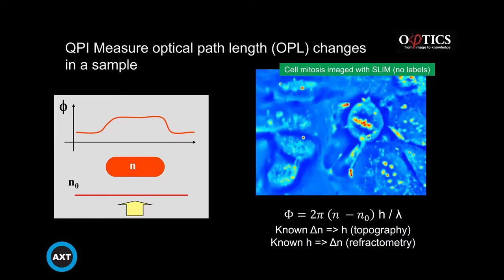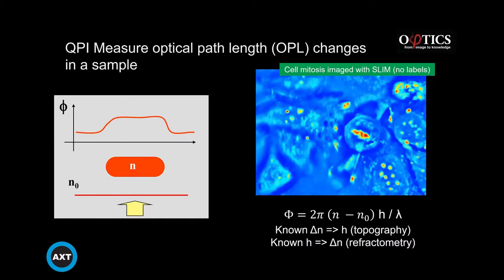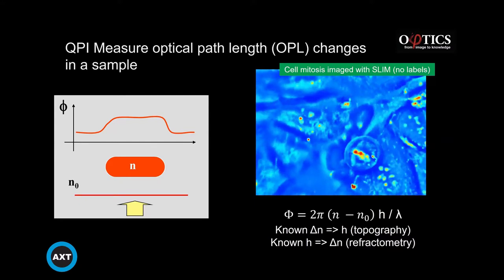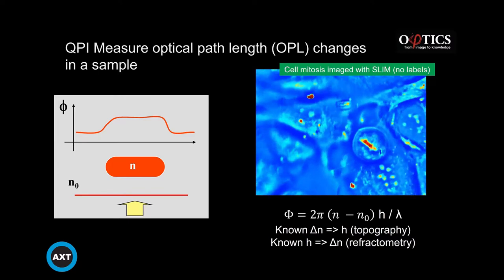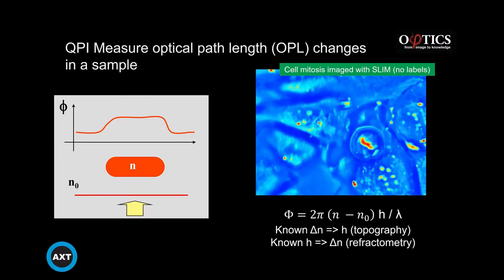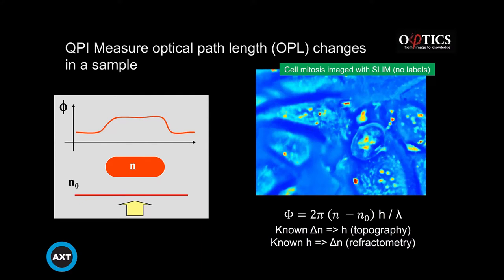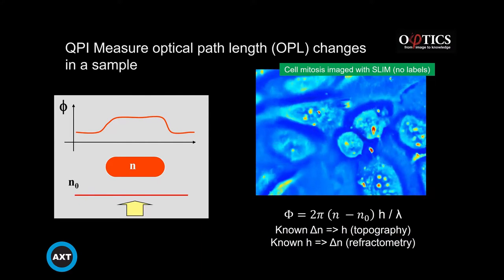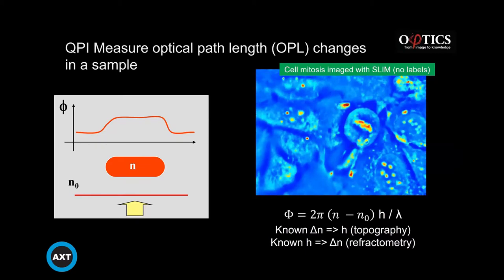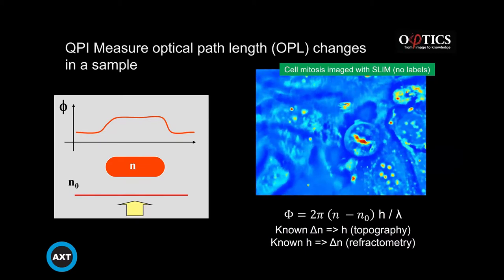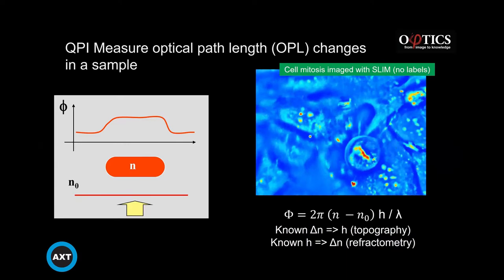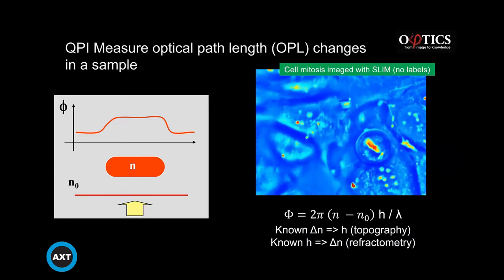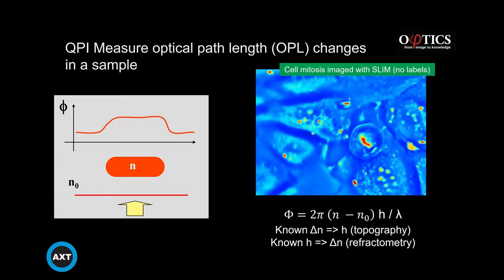QPI, or quantitative phase imaging, is an umbrella term for a number of techniques, including the ones that Phi Optics is integrating in our instruments. To name a few: spatial light interference microscopy and gradient light interference microscopy, these two from Phi Optics, digital holography, holographic tomography, and a number of other techniques that are out there. They all have in common, like I mentioned, measuring optical path length changes in a sample.